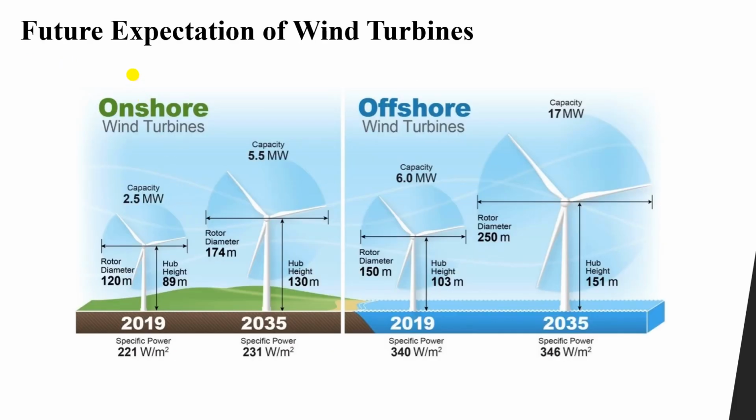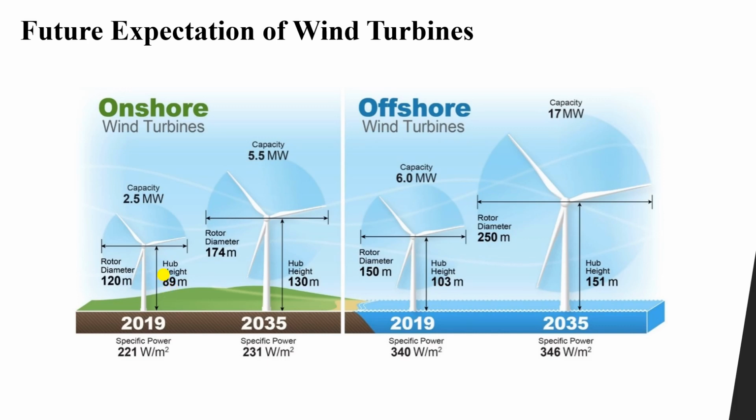Now, the future expectation for wind turbines, offshore and onshore. For onshore, currently in 2019, we had a maximum capacity of 2.5 megawatt, with a rotor diameter of 120 meters. The hub height means the distance from this location, from this nose, to the ground. This is called hub height. The hub height was 89 meters.